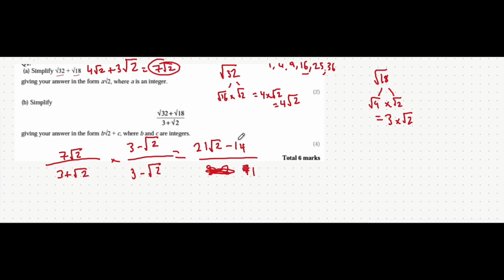So let's do that. 14 over 7 is 2. 21 over 7 is 3. So your final answer is 3 root 2 minus 2 all over 1. Or just 3 root 2 minus 2, because anything divided by 1 is just itself. That's your final answer to this question.